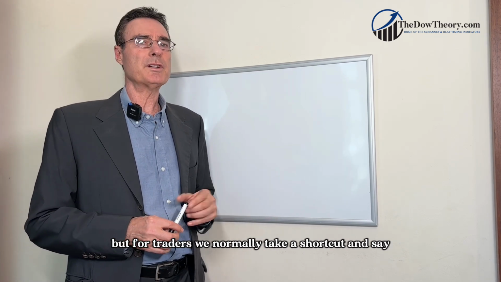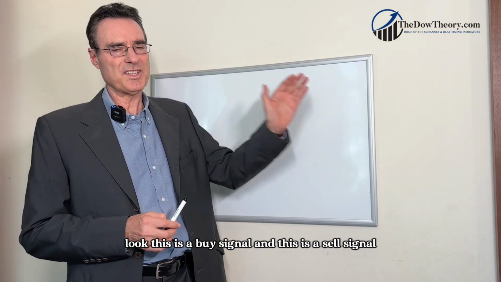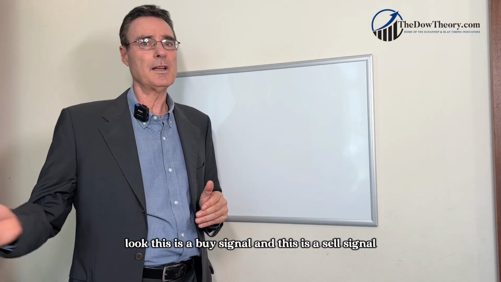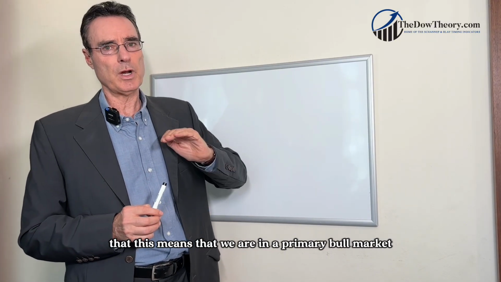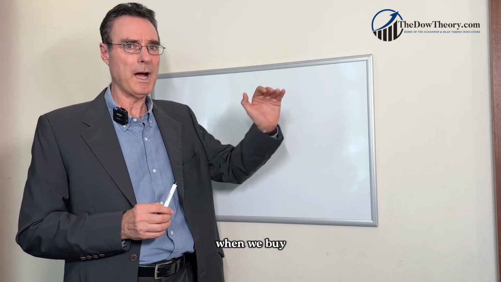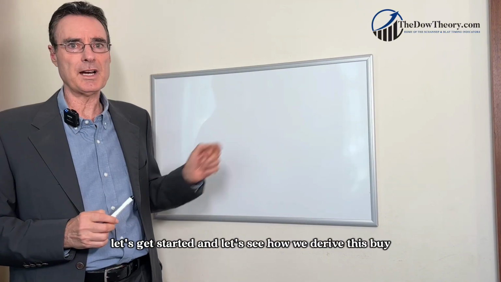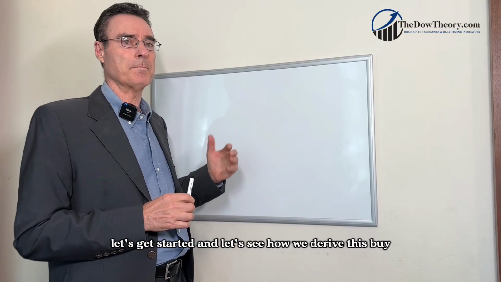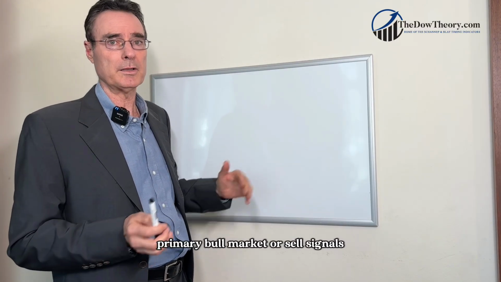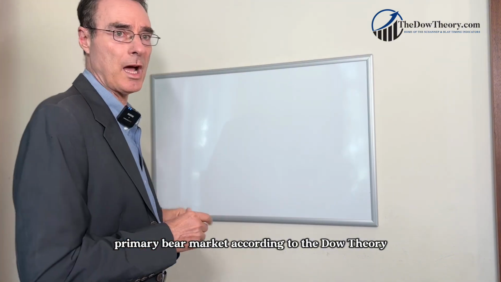But for traders, we normally take a shortcut and say, look, this is a buy signal and this is a sell signal. However, we should keep in mind that this means that we are in a primary bull market when we buy and we are in a primary bear market when we sell. Let's get started and let's see how we derive this buy, primary bull market, or sell signals, primary bear market, according to the Dow theory.